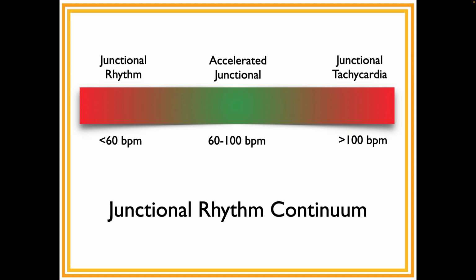Is there any such thing as junctional bradycardia? No, not formally. I mean, you could call it that, but it doesn't make sense because it's all less than 60. So that's why I use less than 60. A lot of references will use 40 to 60, but junctional rhythm can go slower than 40, so I just say less than 60.